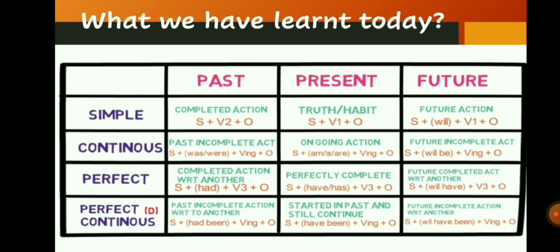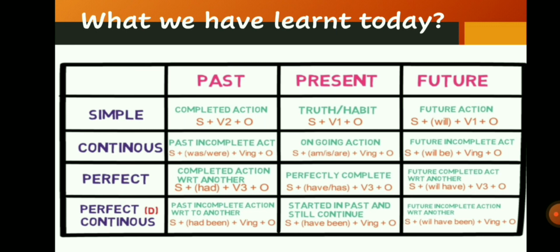Then we learnt about past continuous tense. Past continuous tense refers to the incomplete action. Then past perfect tense. Past perfect tense refers to completed action. And past perfect continuous tense refers to past incomplete action with reference to another action. Then we studied the simple present tense. Simple present tense refers to the truth or habit.